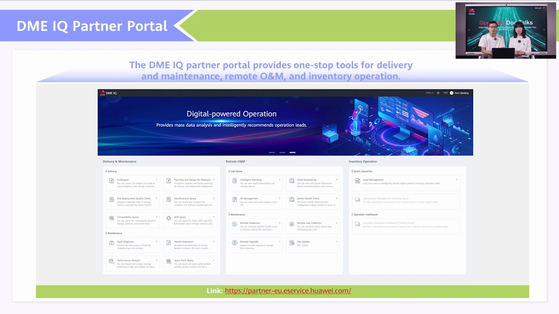Among the remote O&M tools, the core home and remote maintenance functions, including log collection, inspection, and upgrades, can greatly improve your O&M efficiency. The inventory operation tool is a digital inventory operation platform used to intelligently identify sales opportunities such as capacity expansion, replacement, upgrade, and warranty renewal. Now, we will introduce the key features of DME IQ one by one.